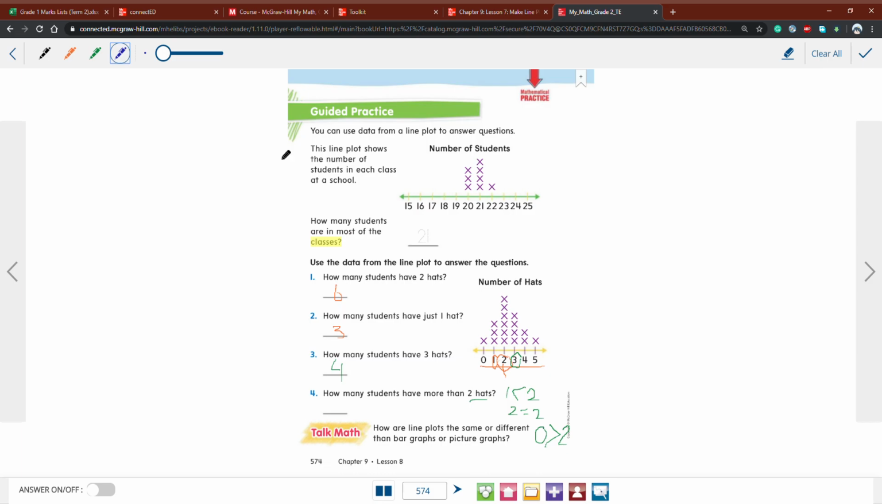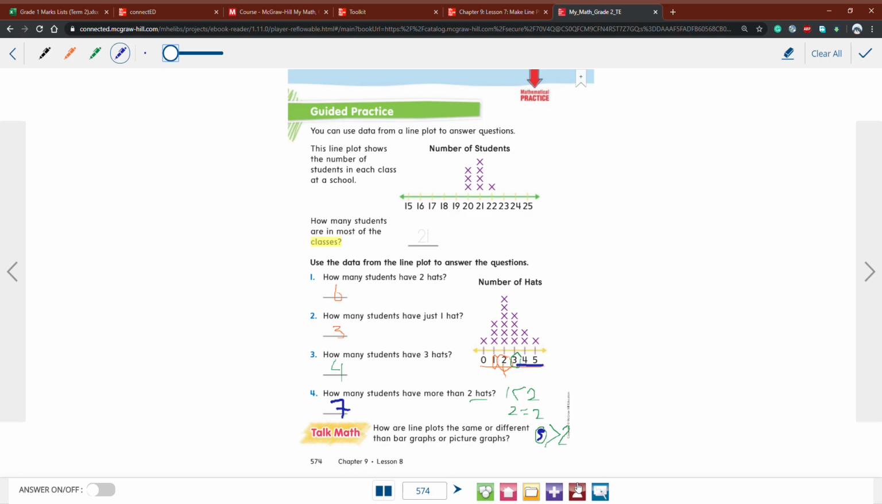So, what numbers here are bigger than 2? As you can see, 3, 4, and 5. 3, 4, and 5 are more than 2. So look, if we put here 3, 3 is bigger than 2. If we put here 4, also bigger than 2. 5. So the question here is asking us to count how many students we have here in the line plot that have more than 2 hats. So 3, 4, and 5 hats. Let's count the students. 1, 2, 3, 4, 5, 6, and 7. So the answer is 7.